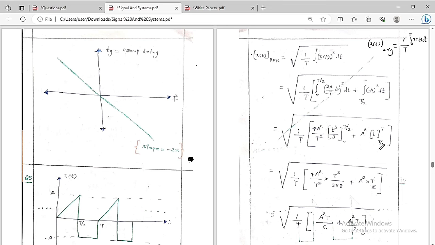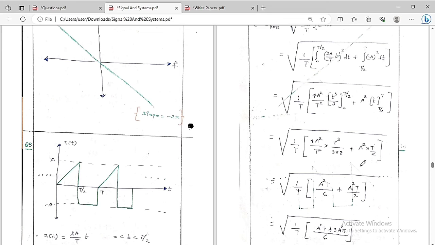So upper limit minus lower limit. If you simplify, we are going to get under root of 1 by T into 4A square by T square into upper limit minus lower limit, so T by 2 whole cube by 3. T by 2 whole cube is nothing but T cube by 8 into 3, plus A square into upper limit minus lower limit, T minus T by 2, which is equal to T by 2. If you simplify, here T square is there, here T cube is there, so they are going to get cancelled and we are going to get T here. Similarly, 4 ones are 4, twos are, 3 twos are 6. And here A square T is there.